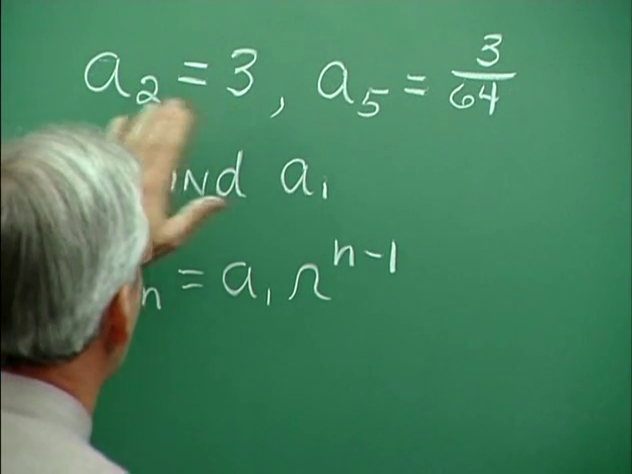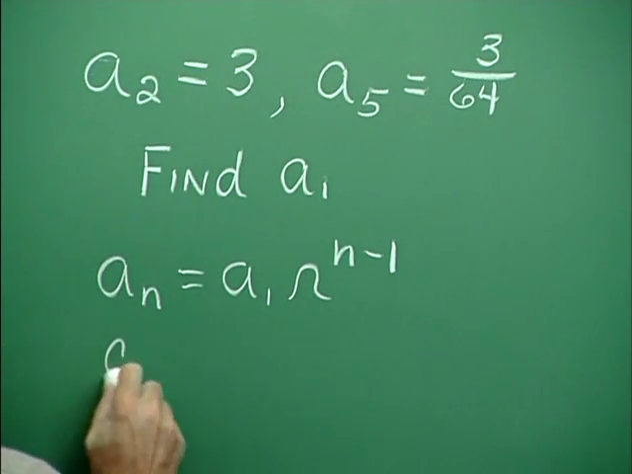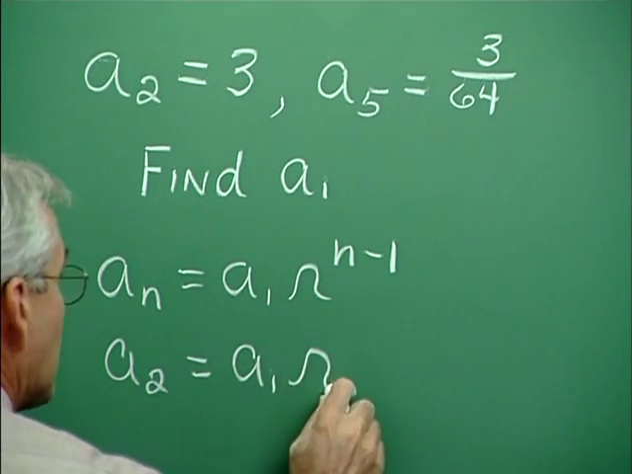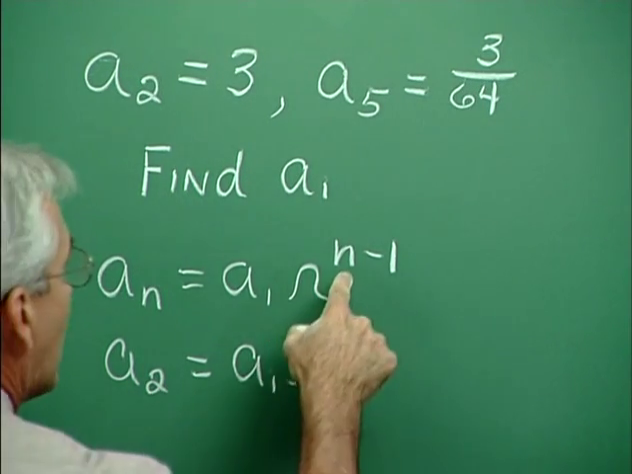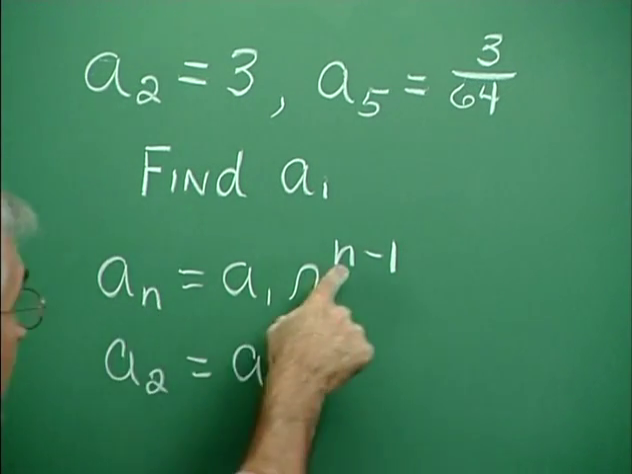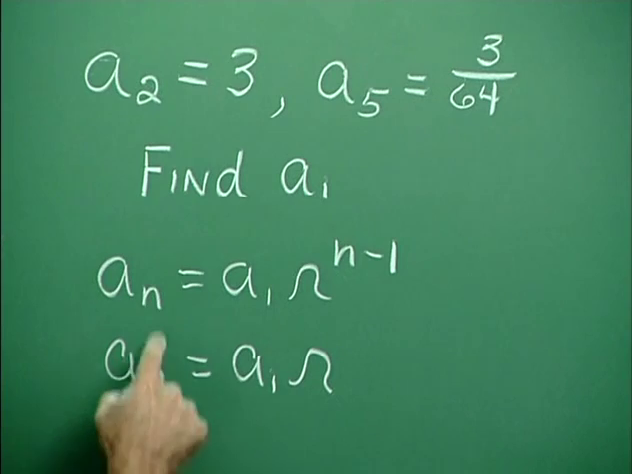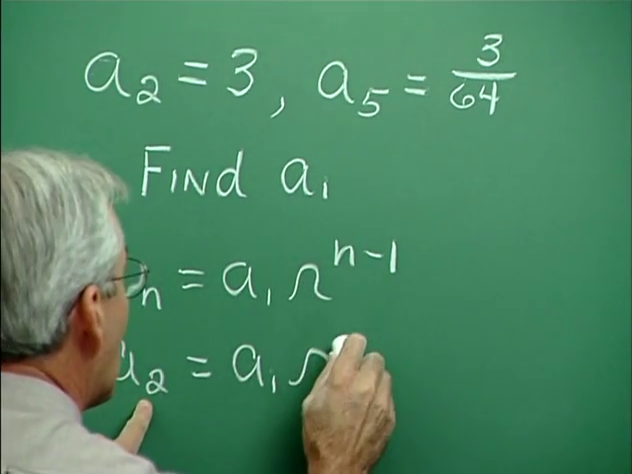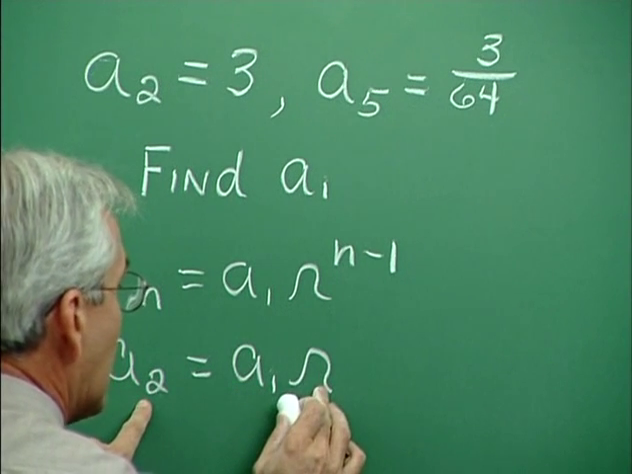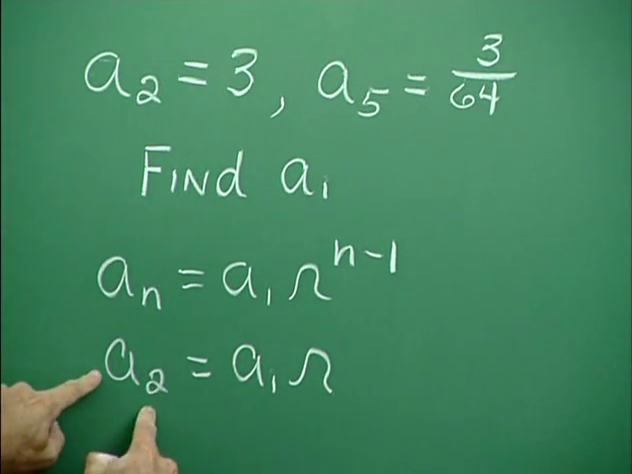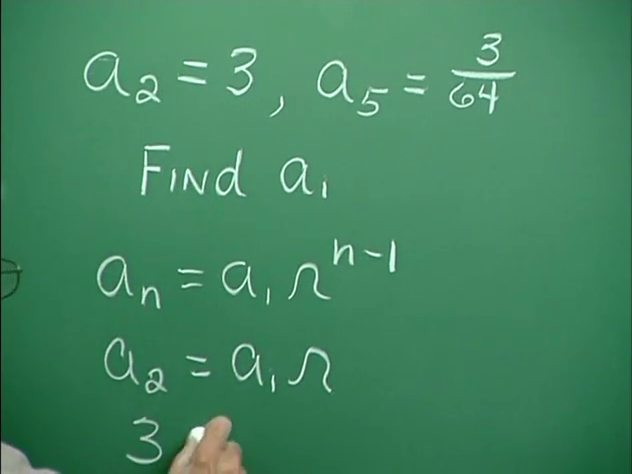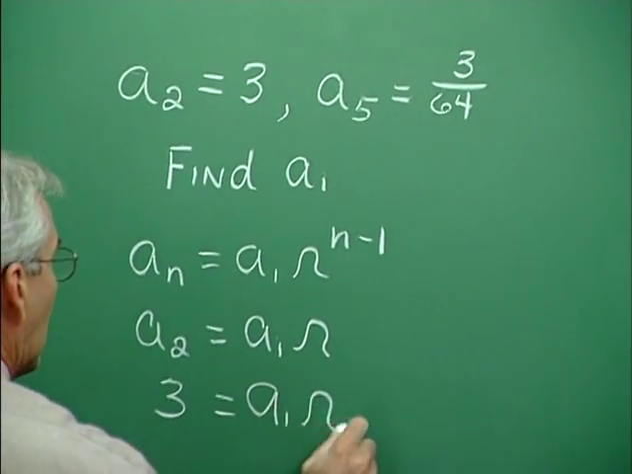We have information about a sub 2 being 3, but we know this. If this is a sub 2, then we have a sub 1 times r. We don't know either one of these, but n minus 1 is a correspondence here with this n. This is the n we're talking about. So if 2 is n, then this would be 2 minus 1, or simply 1. I'm not going to write the 1 here, but it's just a sub 1 times r. And we're given the information about the value of a sub 2. It's 3. So this is 3 equals a sub 1 r.